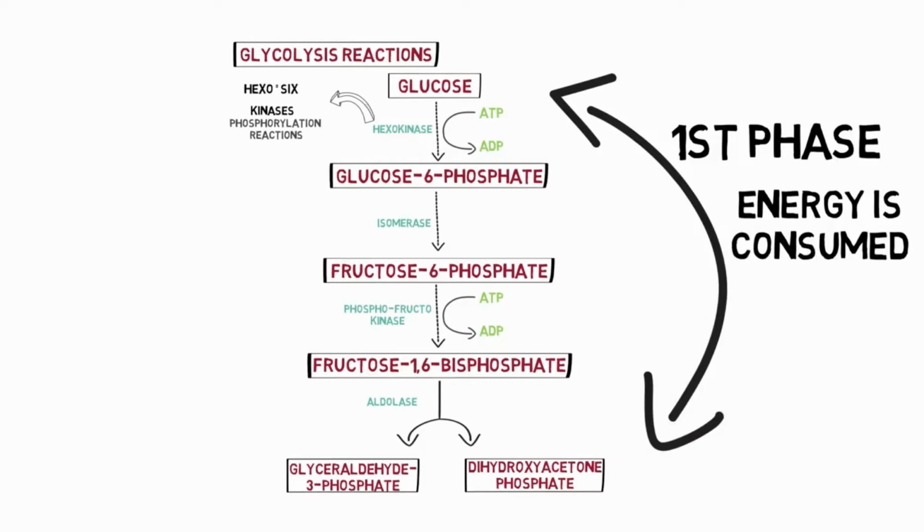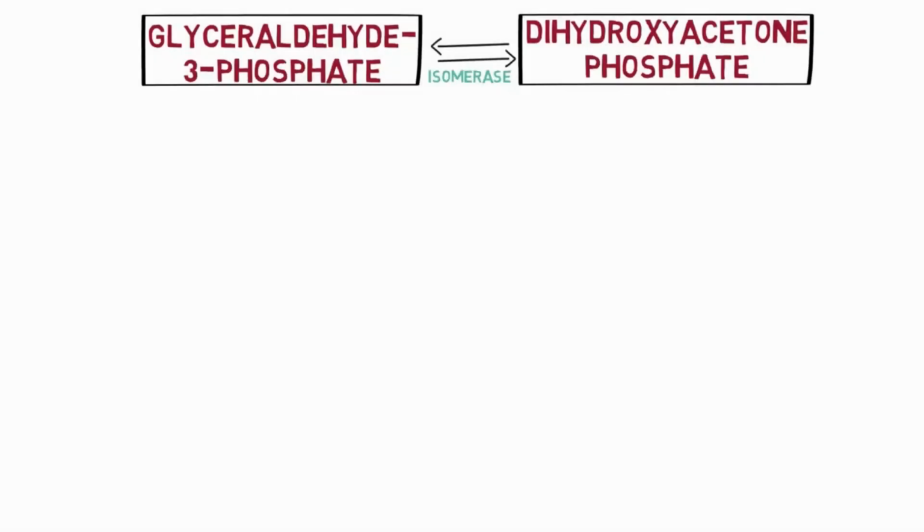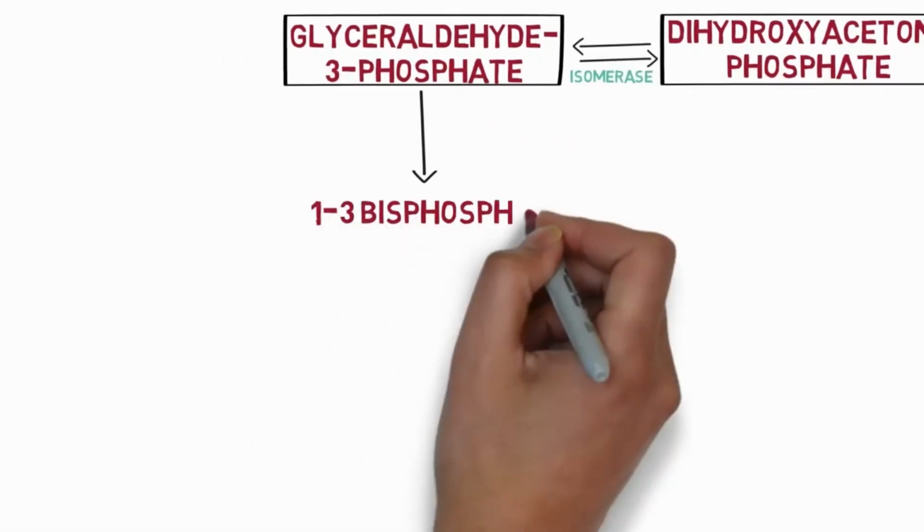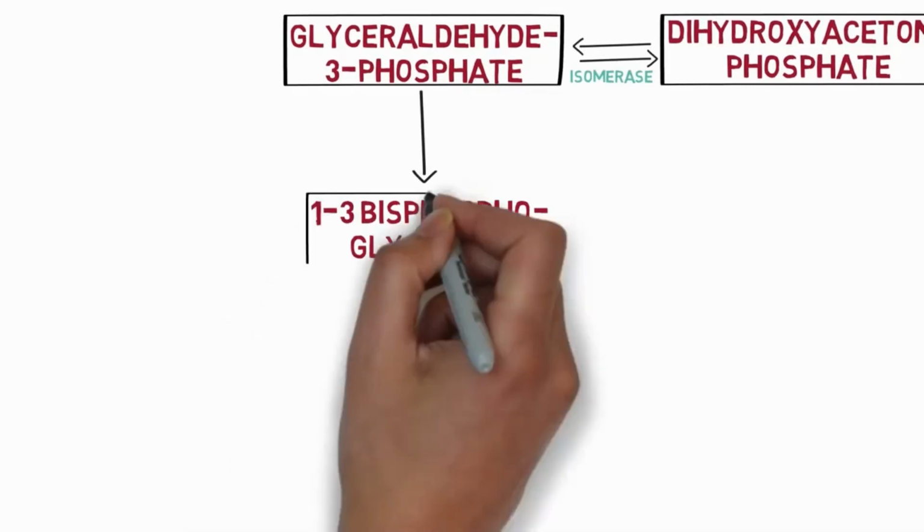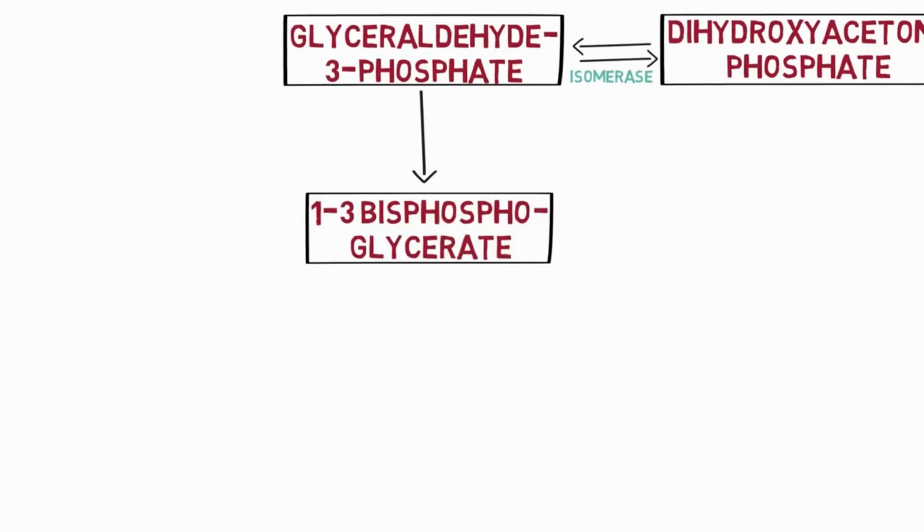Keep in mind, during the first phase of glycolysis, the energy investment phase, every molecule of glucose is split into 2 molecules. Therefore, every reaction in the second phase happens twice. Thus, the number of products will be double. In the next reaction, each molecule of glyceraldehyde 3-phosphate is converted to 1,3-bisphosphoglycerate. The processes involved are oxidation and phosphorylation.